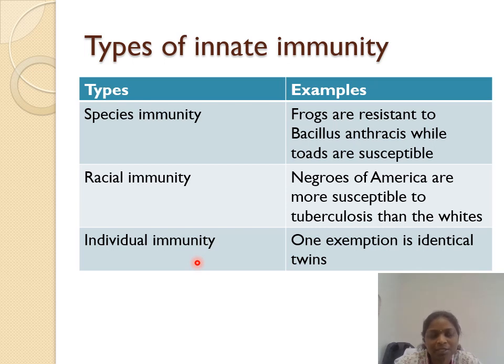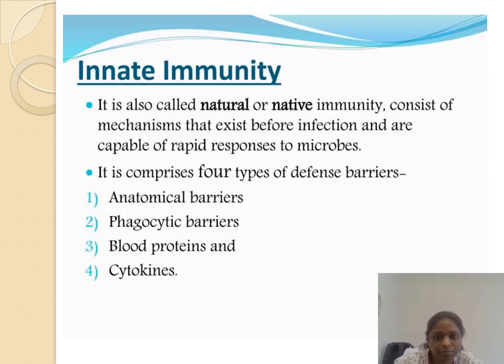Some are susceptible. I mean, some fought against the virus and recovered from it, whereas some went on to death. So individual immunity depends upon the individuality of the immune system of that particular individual. One exception is identical twins.